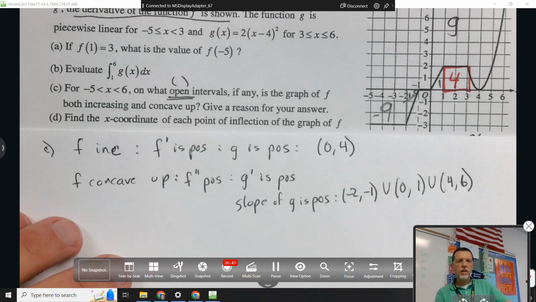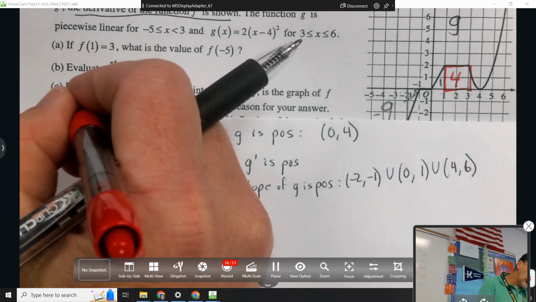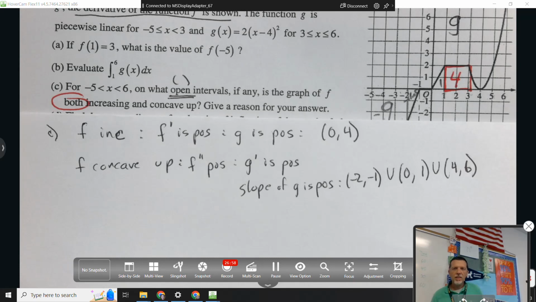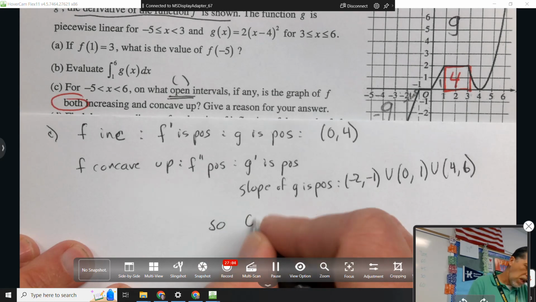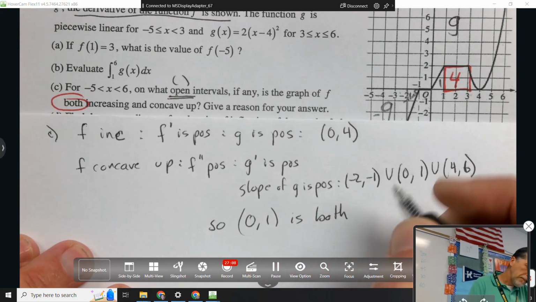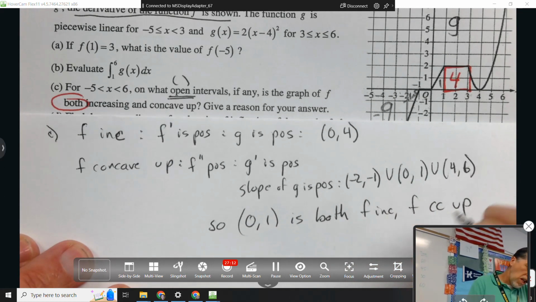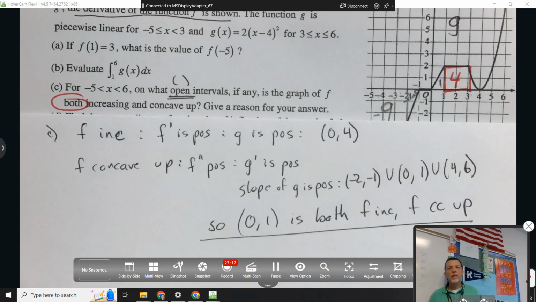Okay, but that wasn't exactly the question. Is it both increasing and concave up? So I need the overlap of those things. Is 0 to 1. So yeah, just 0 to 1. Again, really not supposed to box your answer because all of that reasoning is part of your answer.